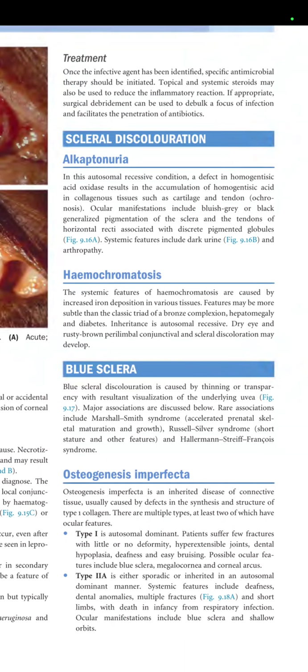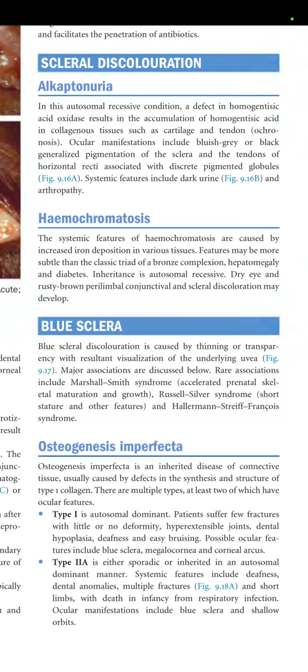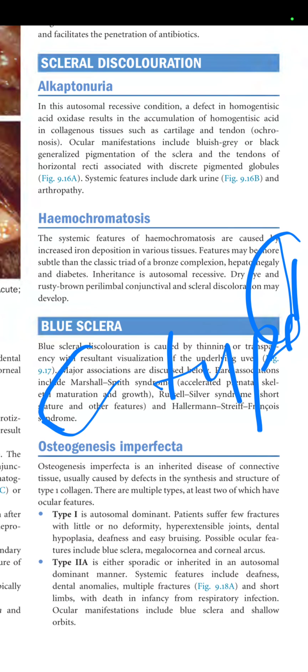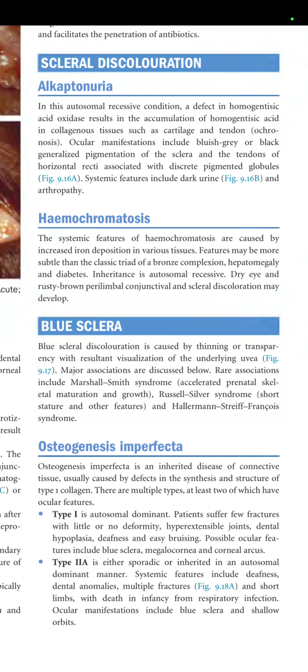Osteogenesis imperfecta is an inherited disease of connective tissue, usually caused by a defect in the synthesis and structure of type 1 collagen. So, what is defective in osteogenesis imperfecta? Type 1 collagen synthesis is defective. There are multiple types, at least two of which have ocular features: type 1 and type 2A. Type 1 is autosomal dominant. Patients suffer few fractures with little or no deformity, hyperextensible joints, dental hypoplasia, deafness, and easy bruising. Possible ocular features include blue sclera, megalocornea, and corneal arcus.